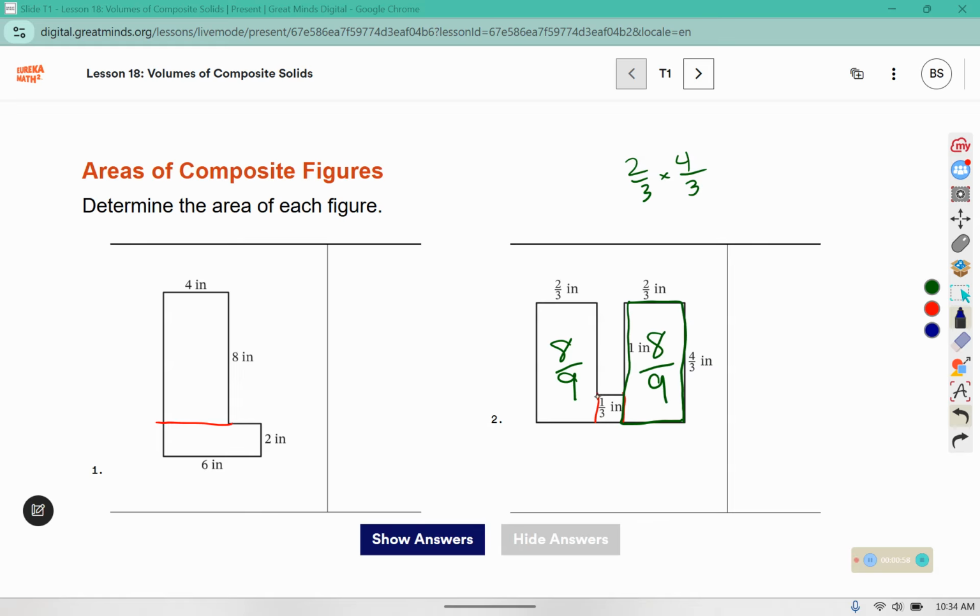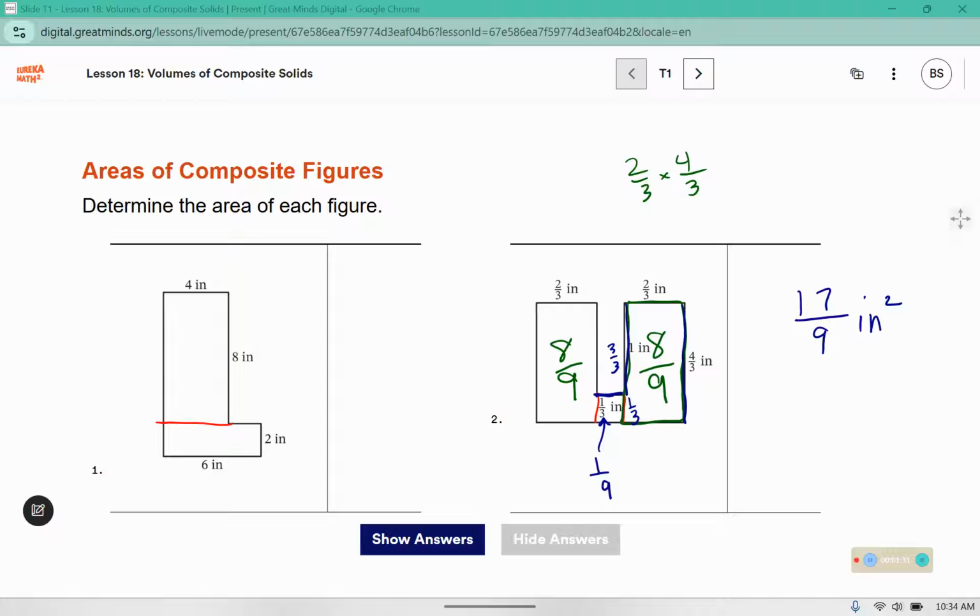This piece here is 1/3 wide, and this was 4/3 tall, and this piece was 1 tall, or 3/3. So that leaves us with 1/3 by 1/3. 1 times 1 is 1. 3 times 3 is 9. So I have 8/9 plus 1/9 plus 8/9. Well, 8 plus 1 is 9. 9 plus 8 is 17/9 inches squared.